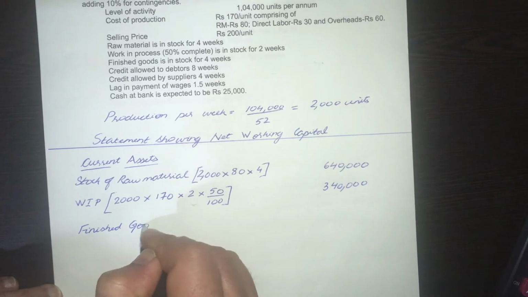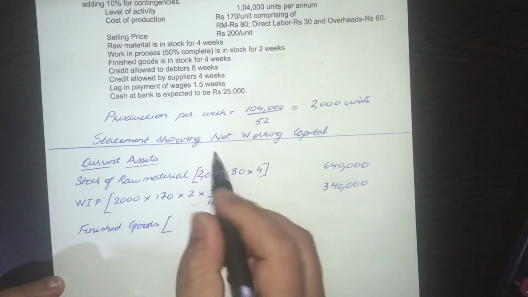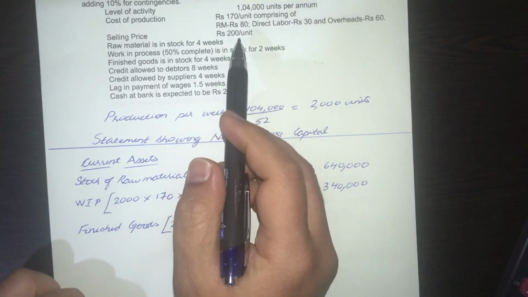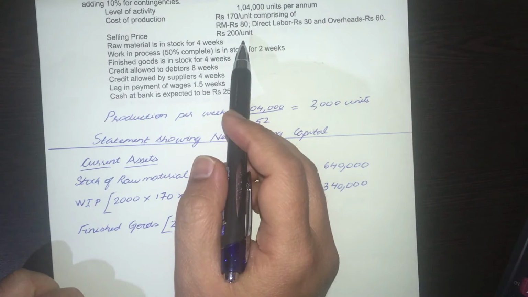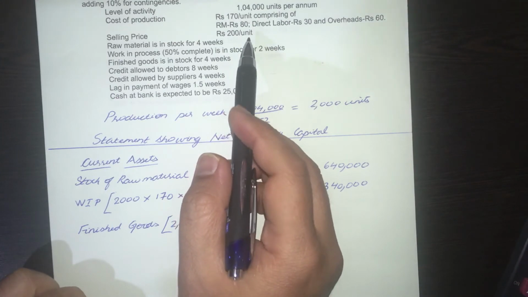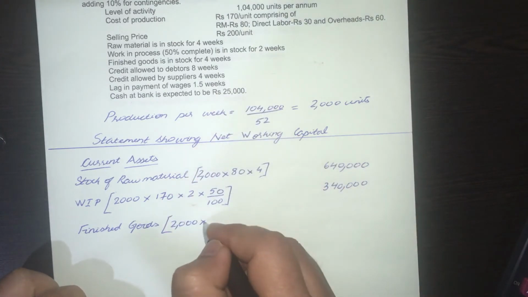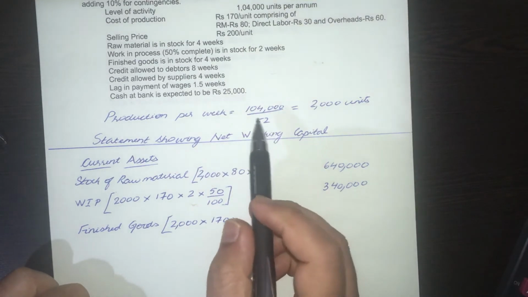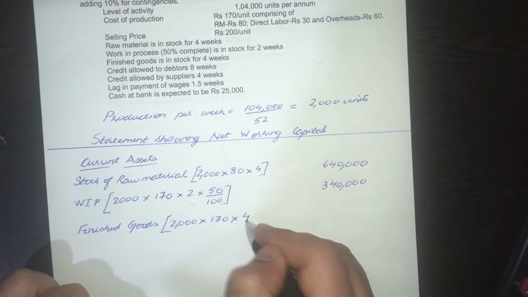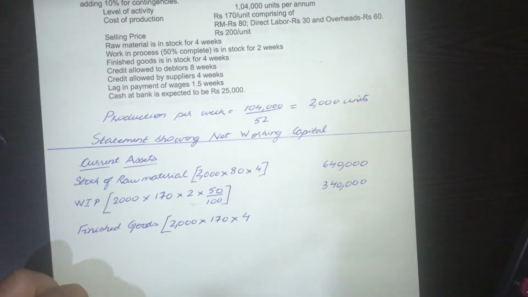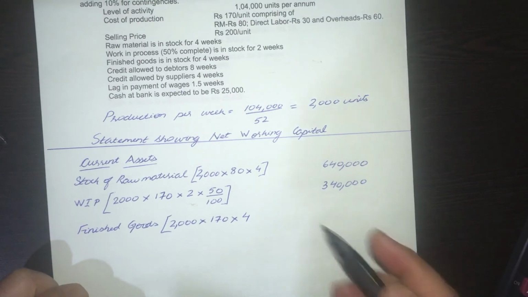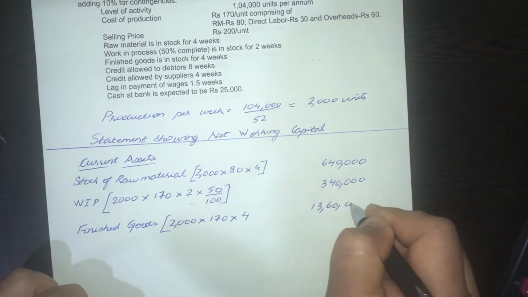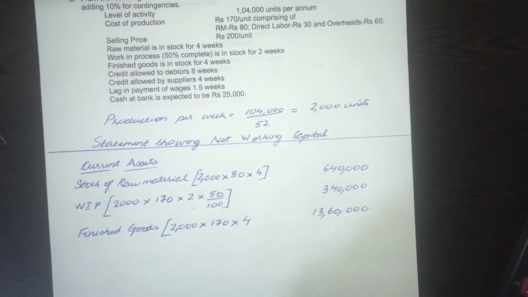Next is finished goods. All right. Now what is finished goods? So 2000 into what is the price of finished goods? Now finished goods also we're going to take it at cost of production, 170, into now how many weeks is finished good? 4 weeks. So 2000 into 170 into 4, that is 13,60,000. All right. So we are done till finished goods.